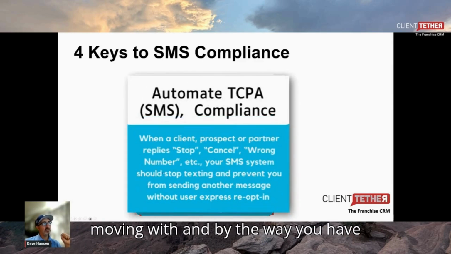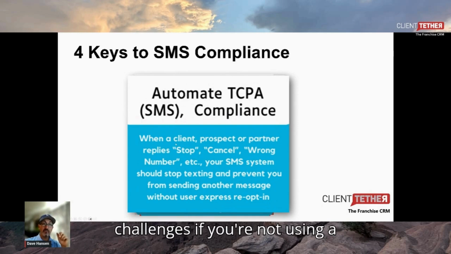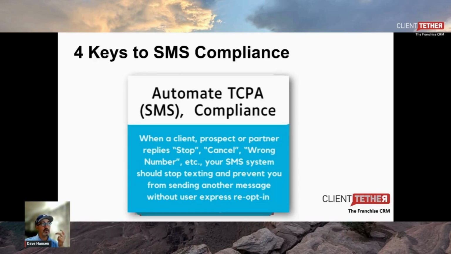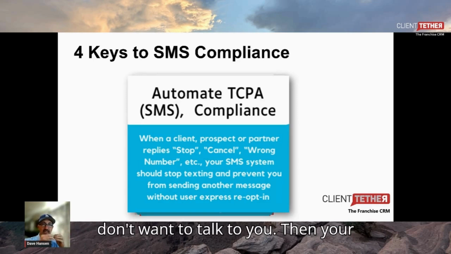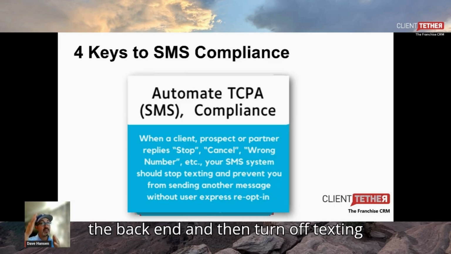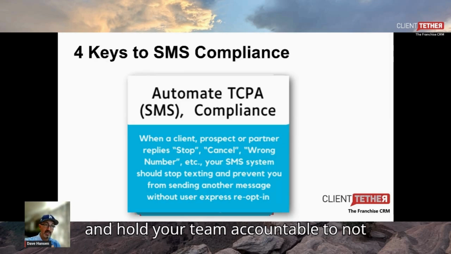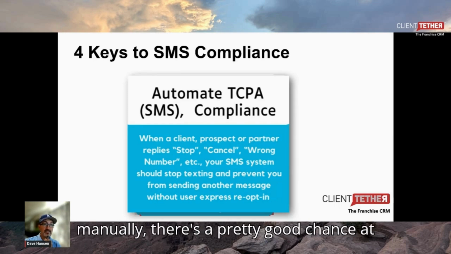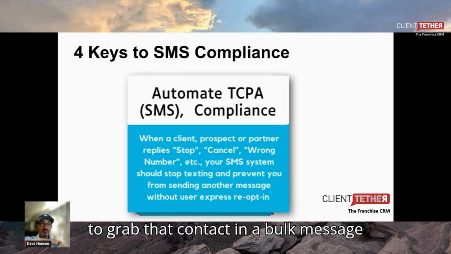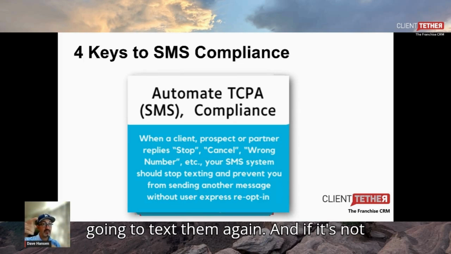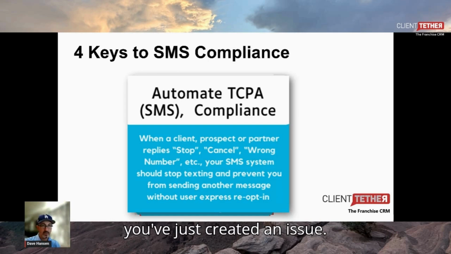And by the way, this is where you've got some challenges if you're not using a compliant system that can automate the opt-out management. If they reply stop or cancel or wrong number, or something that's obviously they don't want to talk to you, then your system should be able to parse that on the back end and then turn off texting and hold your team accountable to not text anymore. If you're doing this manually, there's a pretty good chance at some point down the road, someone's going to grab that contact in a bulk message and put them in a campaign that's going to text them again. And if it's not automatically blocked by your system, you've just created an issue.